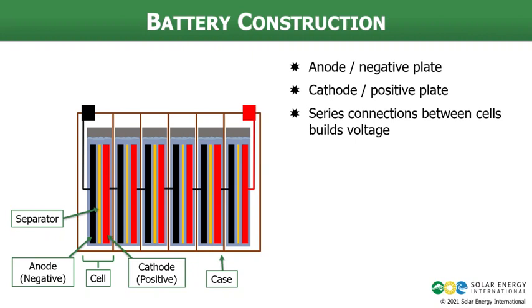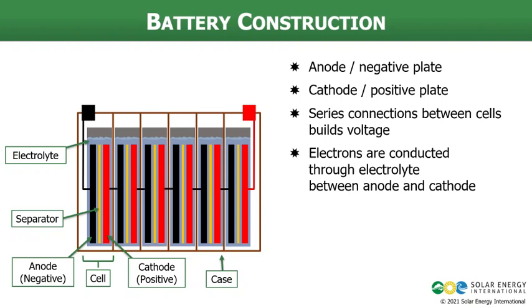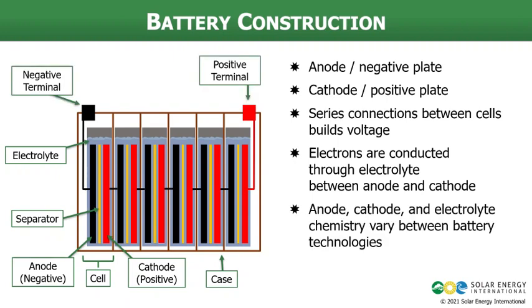In the battery, the cells are connected in series, which is going to build voltage. So if this was a lead acid battery, a typical nominal cell voltage is about 2 volts. If we combine 6 of them together, we will get a 12 volt nominal battery. Each battery has some type of electrolyte. The chemistry of the electrolyte will vary depending on the type of battery you're working with. And the electrolyte is really allowing the electrons to move between the anode and the cathode, and that is how the battery is able to charge or discharge.